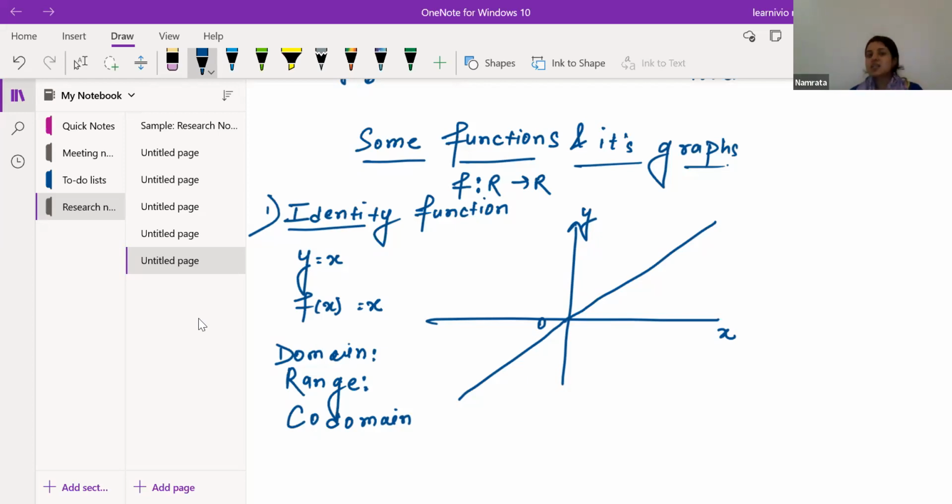So since y is equal to x, here the domain will be all real numbers. Any random number we can take as a value of x, right? So domain means what we can take as a value of x. Yes, Lina and Nizan, are you getting it?